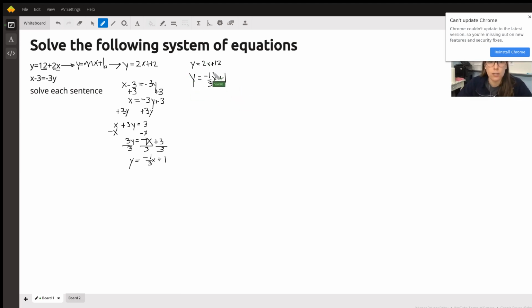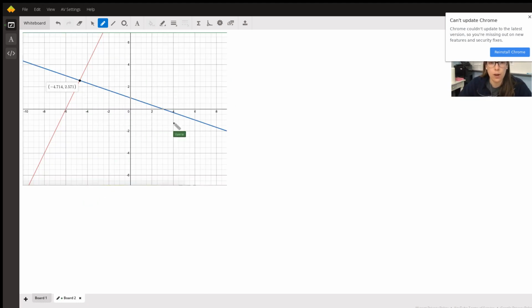Now, for a system of equations, the solution is the place at which those two linear equations intersect. Okay, so let's take a look at this graph. Looking at this graph, you can see that these lines have been graphed, and the point at which they intersect is right here. That point is negative 4.714, comma 2.571. That is the solution to this system of equations. We know that this is our x value and this is our y value. That is your ordered pair. That is your solution to this system of equations.